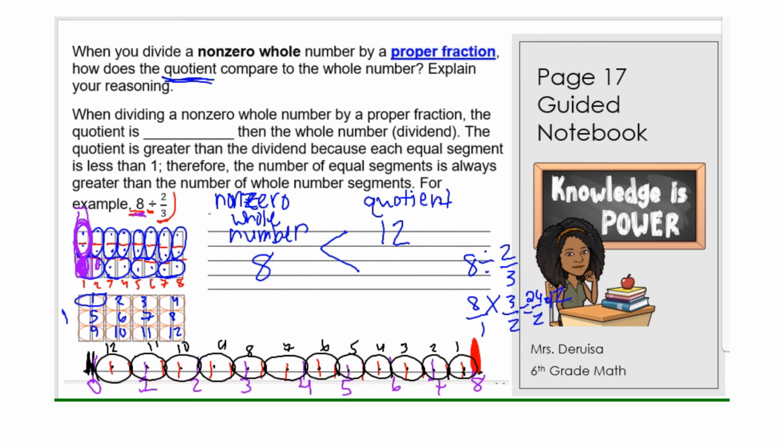So there are a total of 12 groups of 2/3 in 8. So the question that we answered with this model is, how many groups of 2/3 are in 8? That's the question that we answered, and the answer is there are 12 groups of 2/3 in 8.